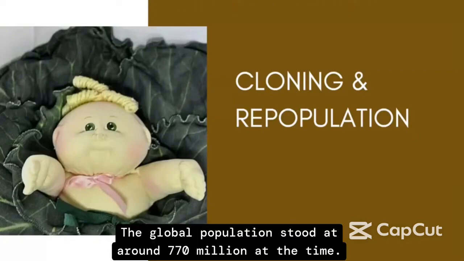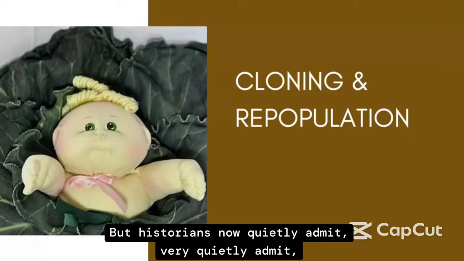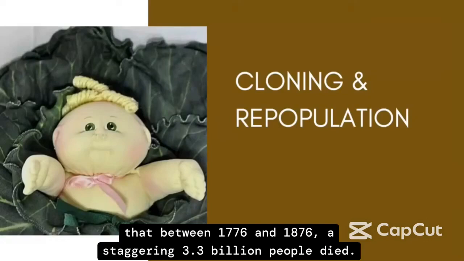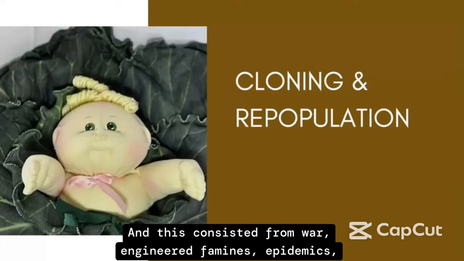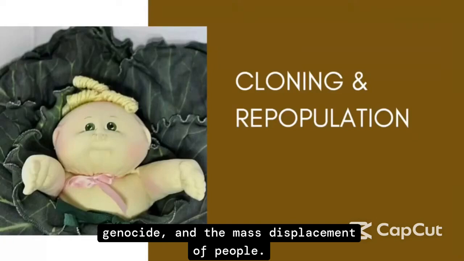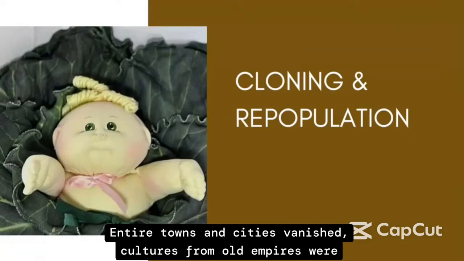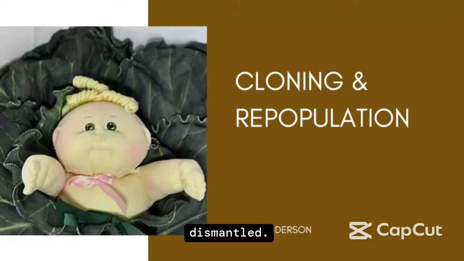The global population stood at around 770 million at the time, but historians now very quietly admit that between 1776 and 1876, a staggering 3.3 billion people died. So that's not over centuries, that's just over 100 years. And this consisted of war, engineered famines, epidemics, genocide, and the mass displacement of people. Entire towns and cities vanished. Cultures from old empires were dismantled.